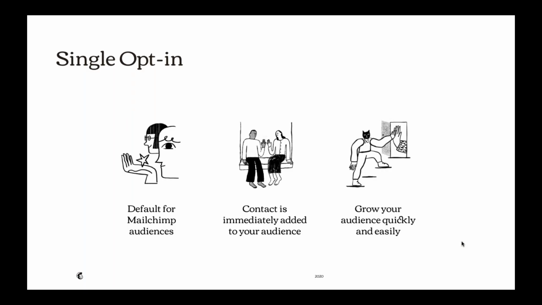Mailchimp audiences are considered single opt-in by default. And this means that each time someone fills out and submits your sign-up form, we'll add them to your audience right away. This makes it easy for people to join your audience, which can be helpful if you're capturing customers on the go.